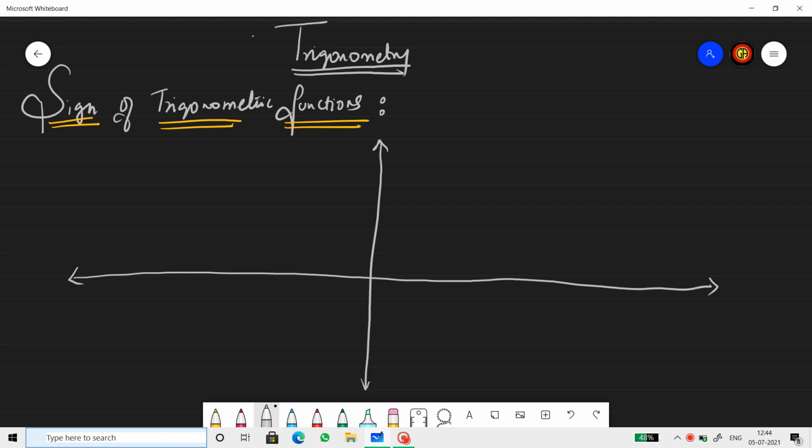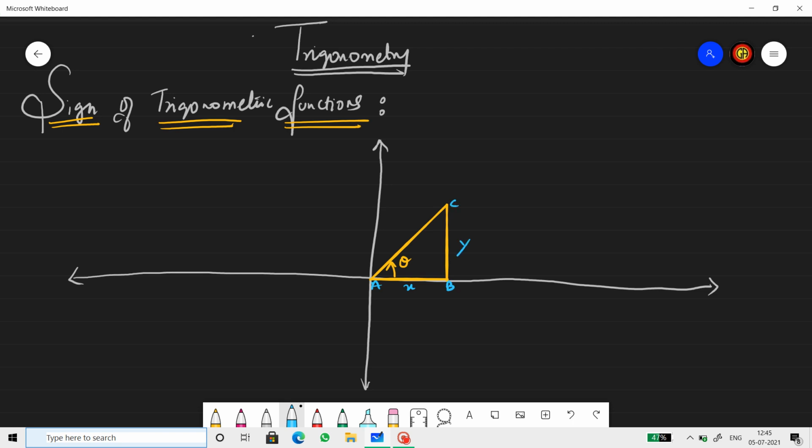Now the first thing to learn for this is to see the signs of trigonometric functions. We have to learn the signs of trigonometric functions first. Now I've drawn an x and y axis here. Let's consider a right angle triangle in the first quadrant where the angle theta is here. So we know that x would be this length, isn't it?